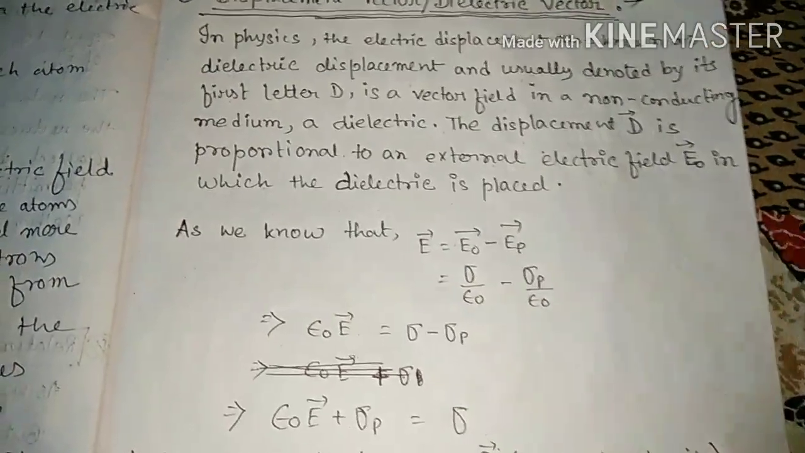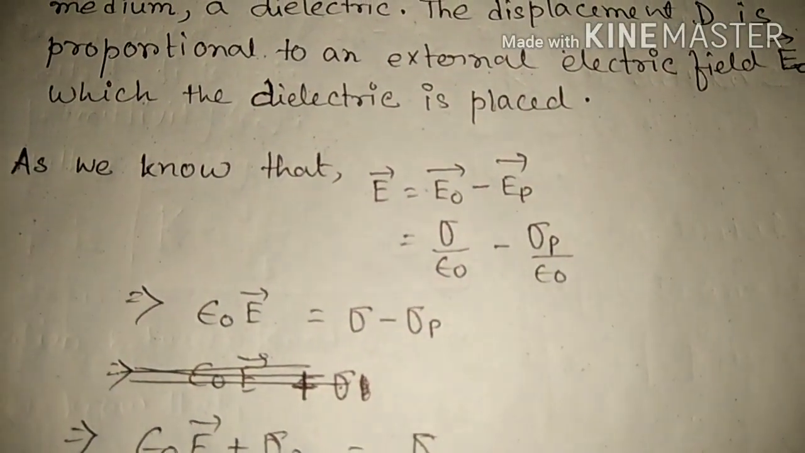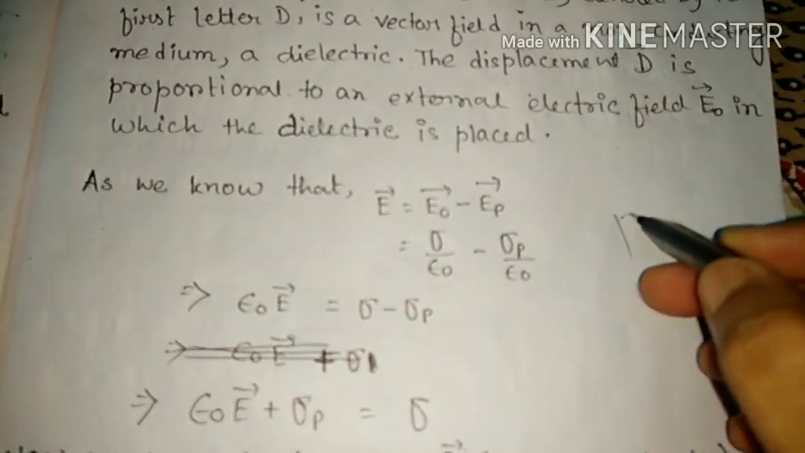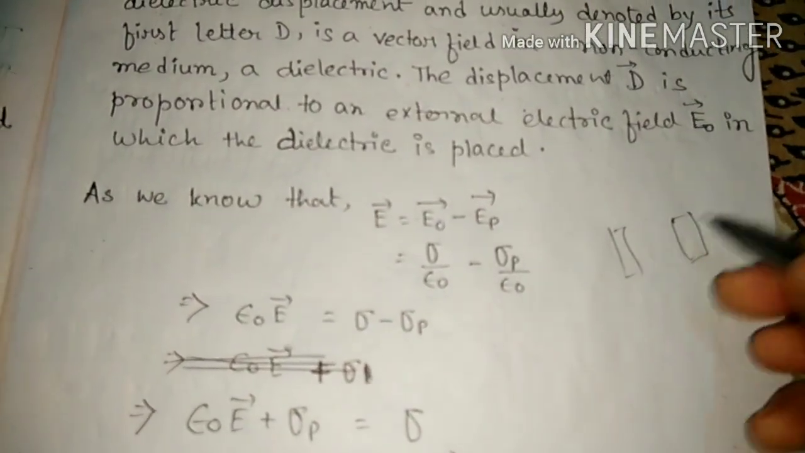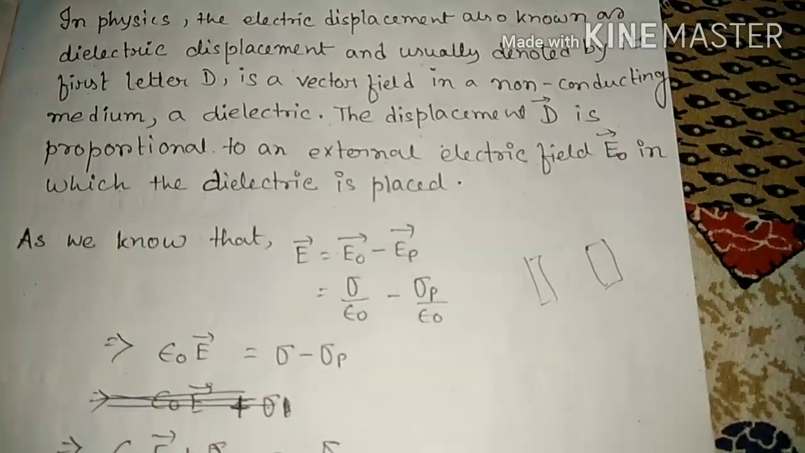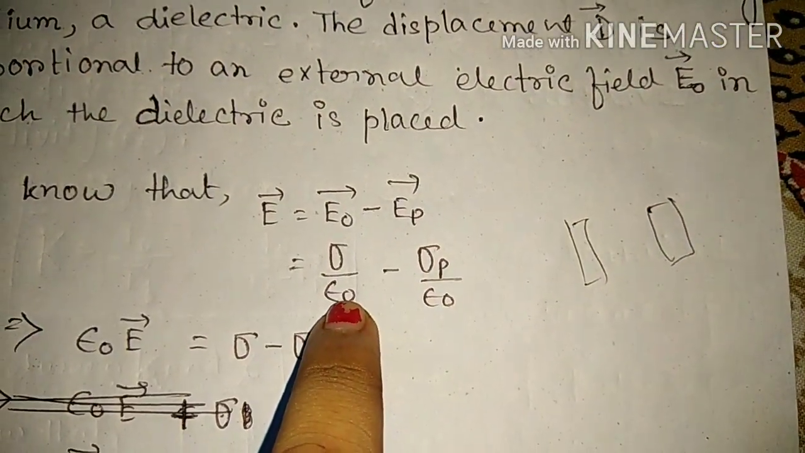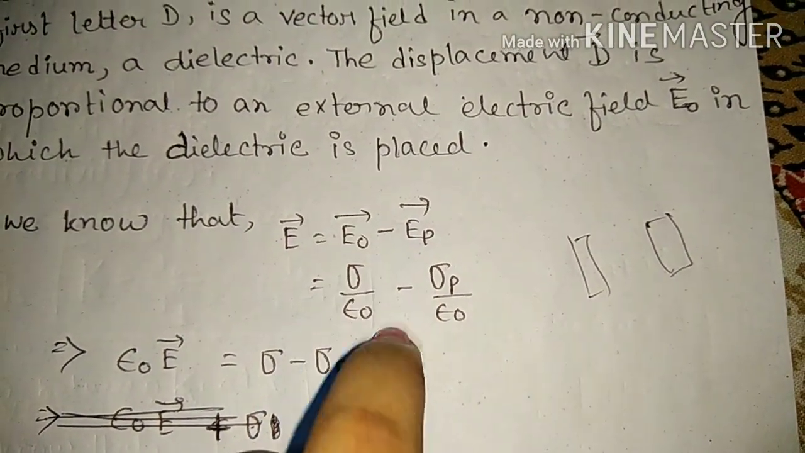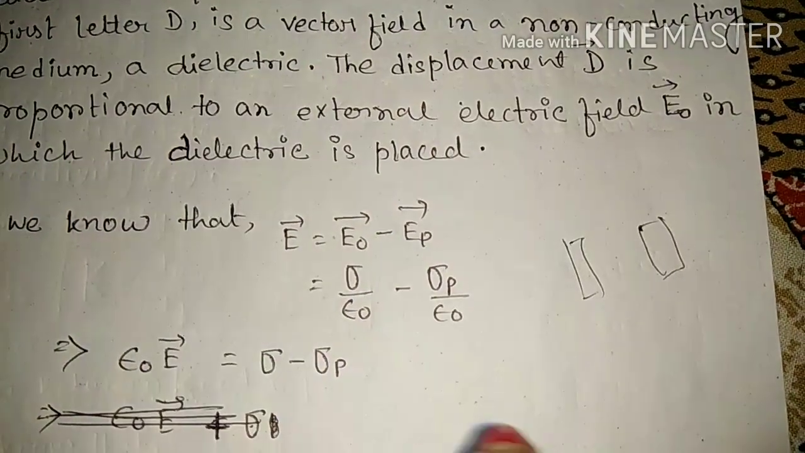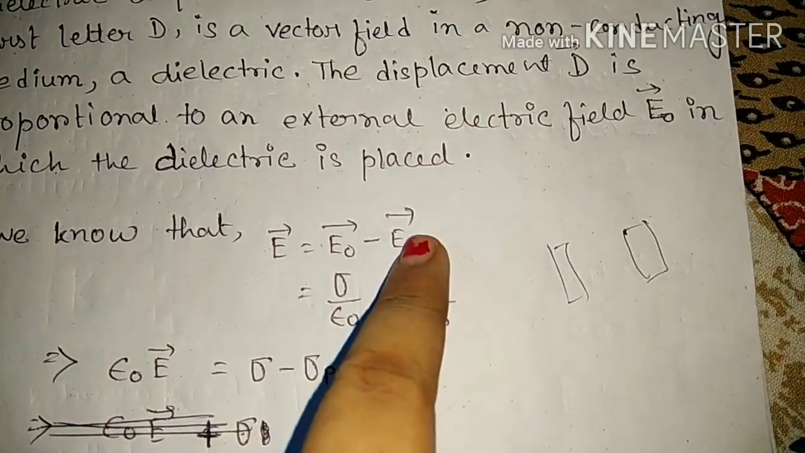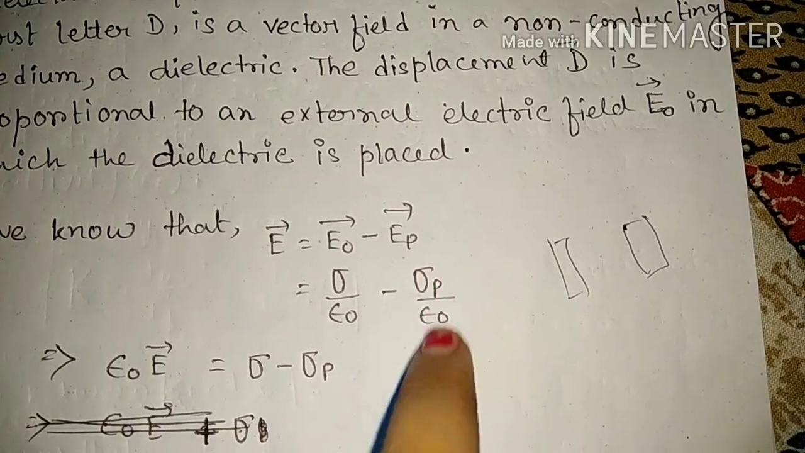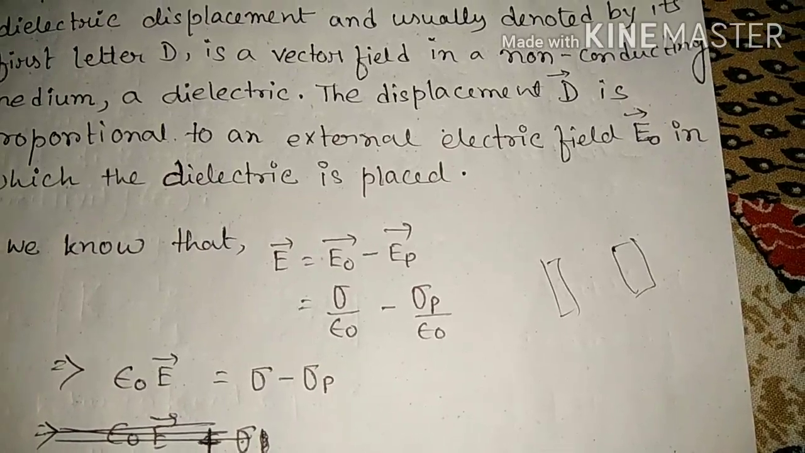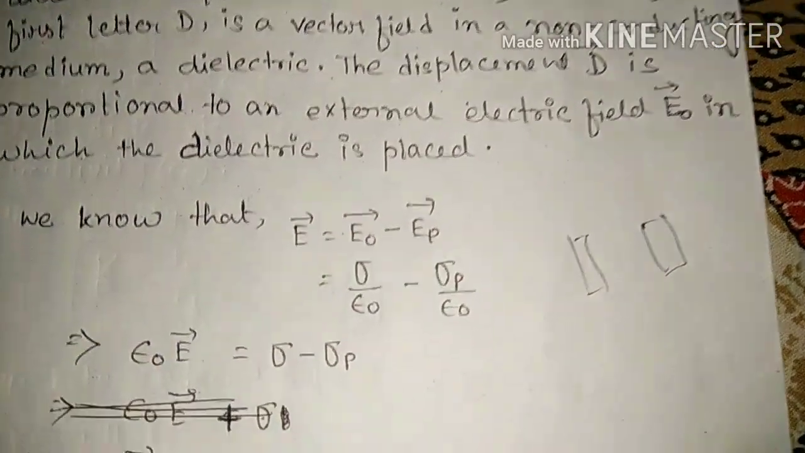Starting from this expression, we know that the resultant electric field vector E equals E0 minus EP. E0 is due to the two thin sheets. We can write the external electric field as sigma by epsilon naught, because they are conductors, so the free electrons are there. And EP is due to the dielectric slab in between, which we can write as sigma P by epsilon naught. That is from the concept of the thin infinite sheet.